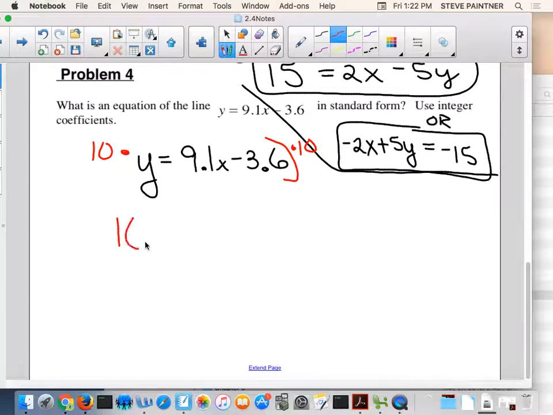That would give me 10 more. That's an easy one. What's this one? 91x. What's this one?